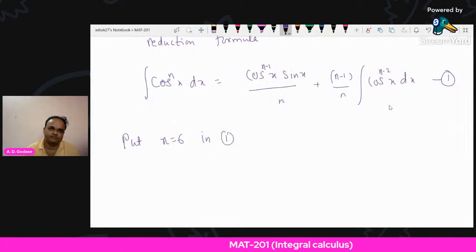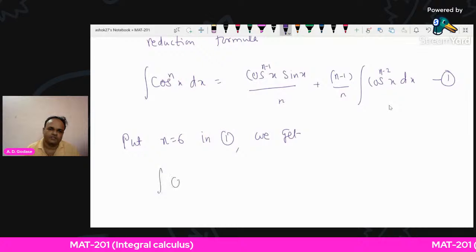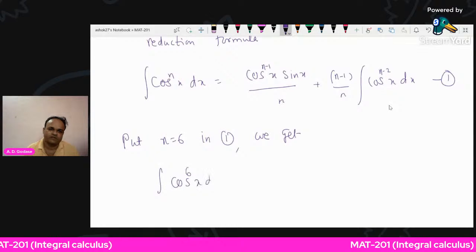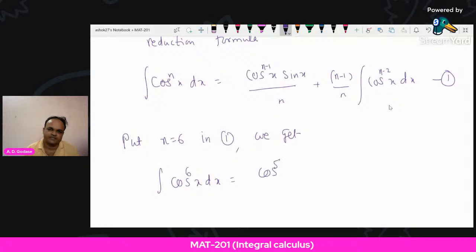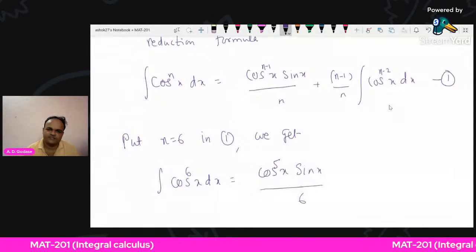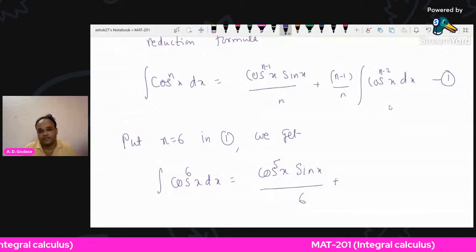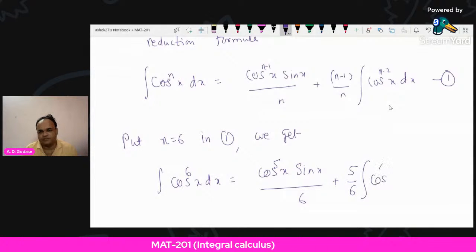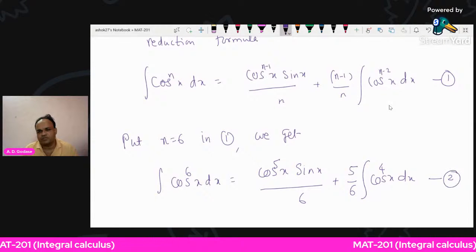So we get the integration of cos raised to 6x dx will be equal to cos raised to 5x into sin x whole divided by 6. So we are putting n equal to 6, plus 5 by 6, and it is integration of cos raised to 4x dx. So you can write this equation as, suppose, equation number 2.